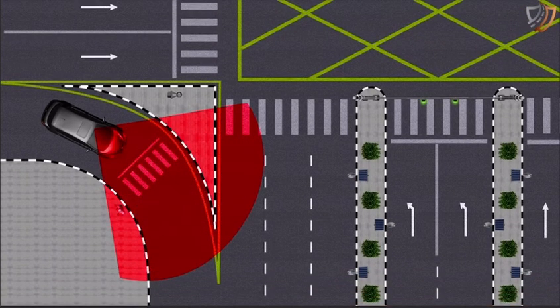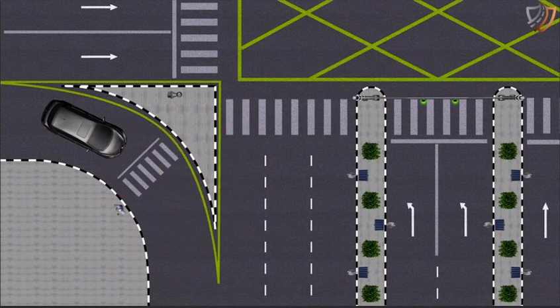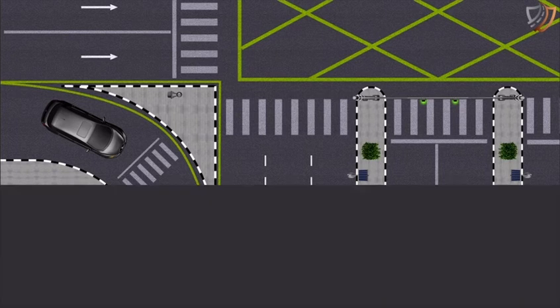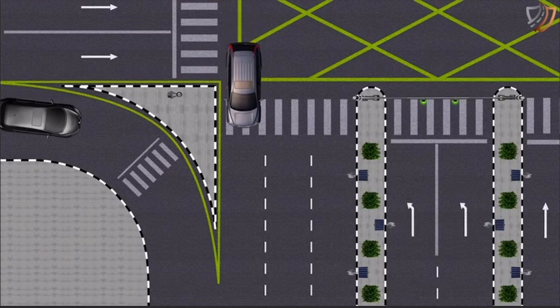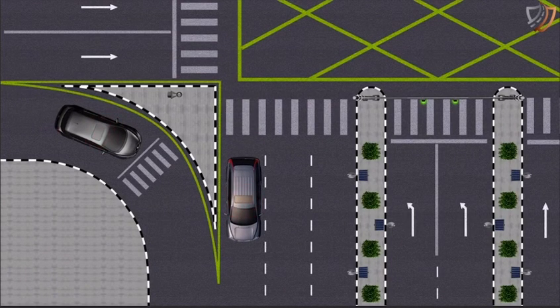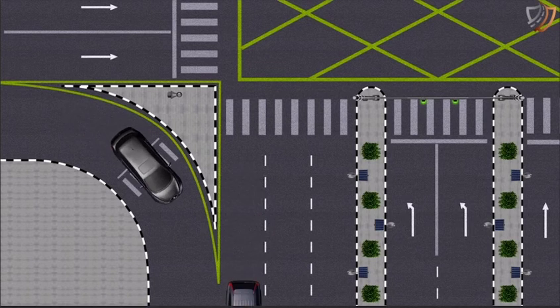Look around for potential hazards, such as pedestrians or cyclists at the pedestrian crossing, in the middle of the slip lane, and vehicles on the main stream. Before joining the main road, motorists must give priority to traffic already on the main stream. Check traffic and match speed to fit safely into the traffic flow on the lane next to the slip lane.